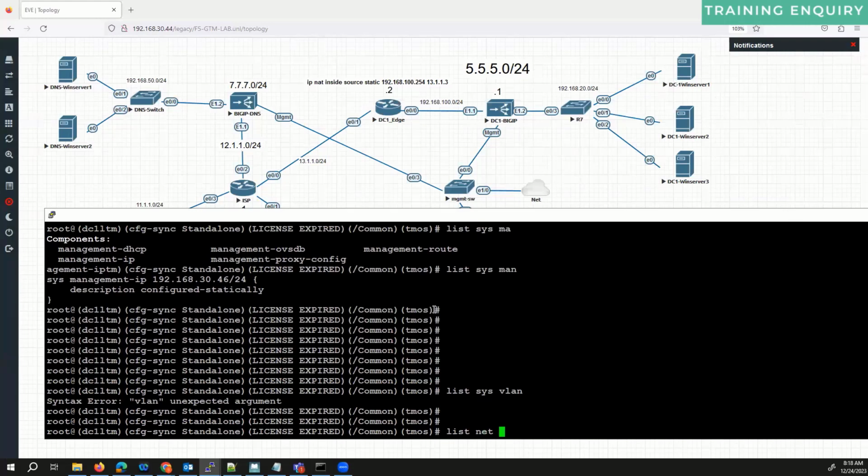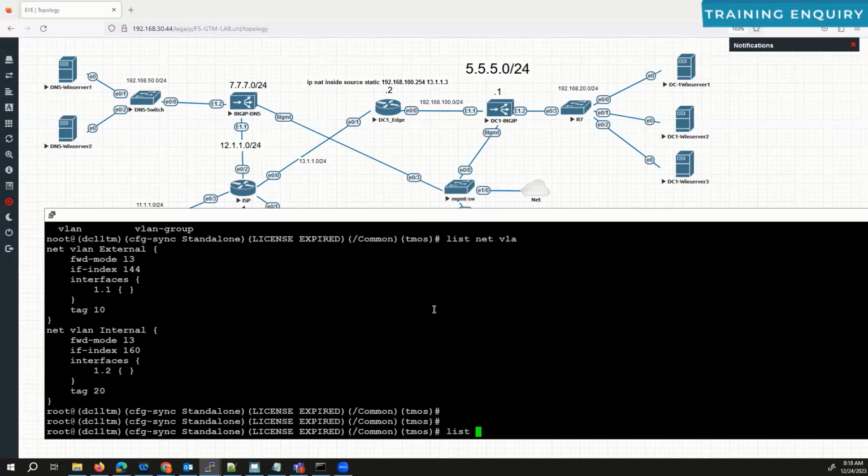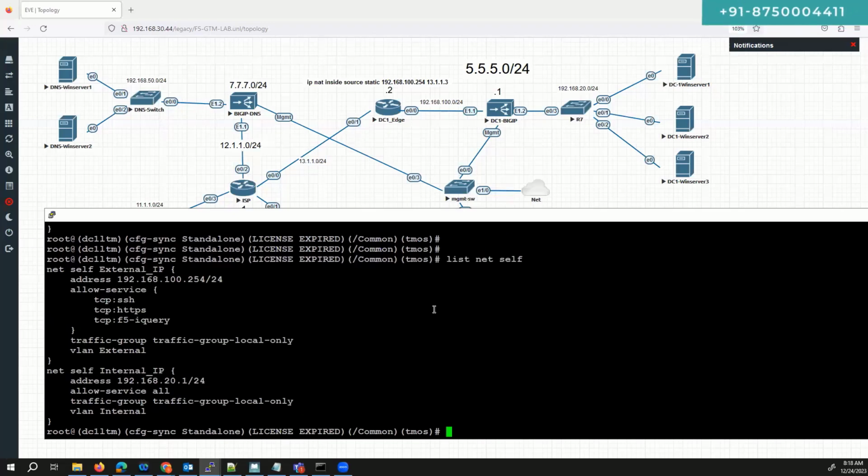List net. First, you can see the VLANs. So these two VLANs are there, external and internal, and then you could say list net self IPs, right? So these are the self IPs which we have configured. So 100.254, you can see that. So it's 100.254 basically, right? I'll have to update this diagram a little. And then 20.1 is configured on the internal side interface. So you can see that.